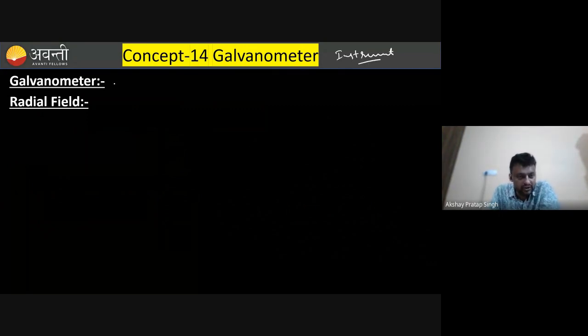So, first of all, in one statement, a galvanometer is a device which is generally used to detect the presence of current in the circuit. I am not talking about measuring the current. It is used to detect the presence of the current, nothing else. It will detect the presence of the current only.